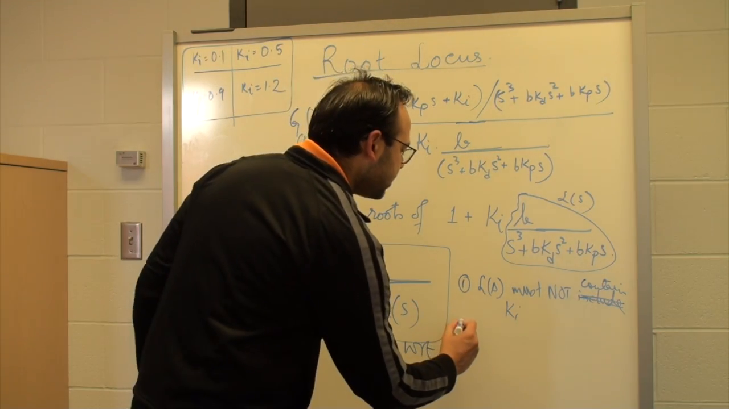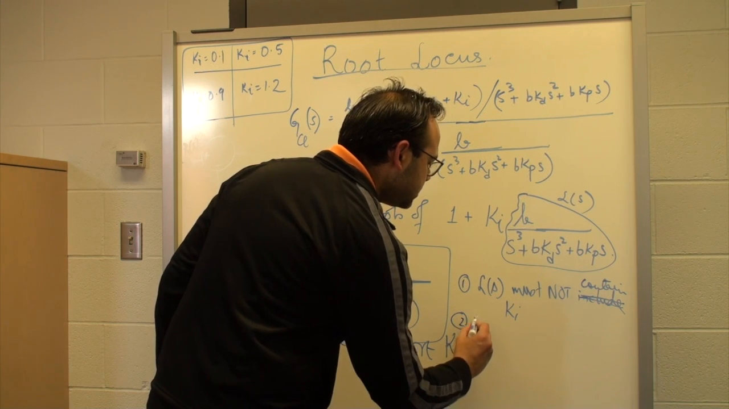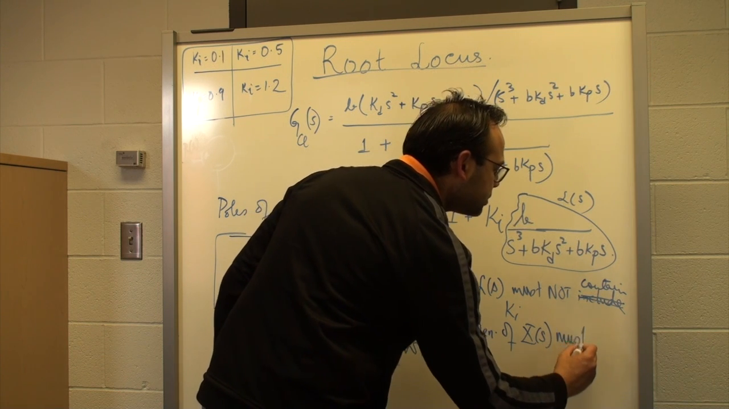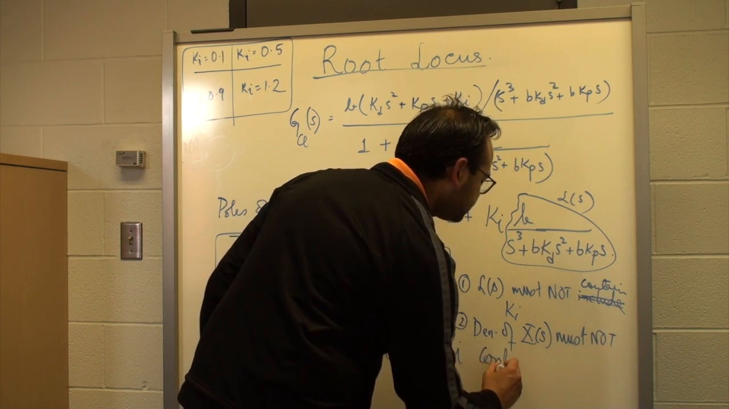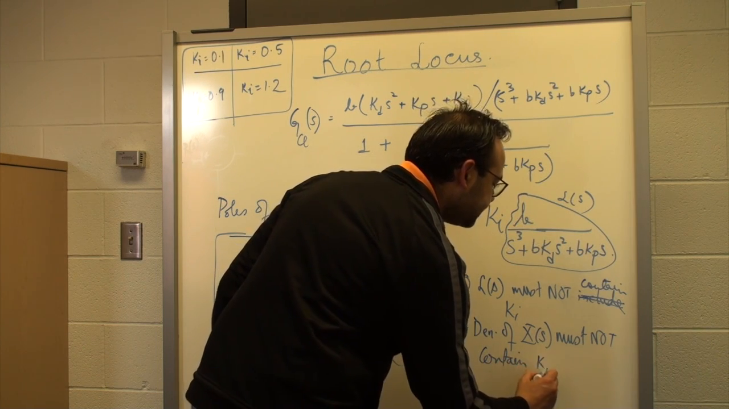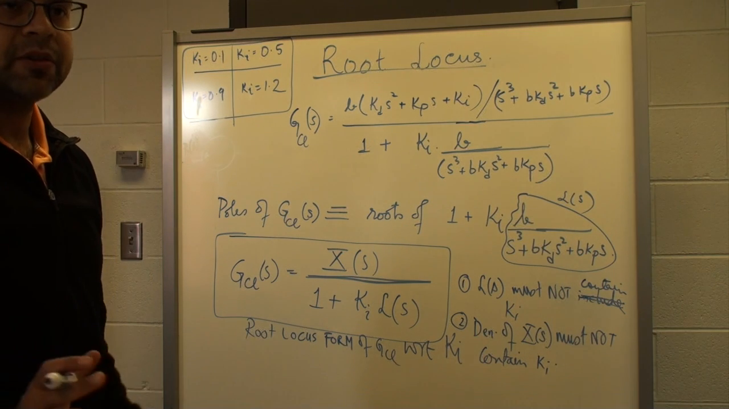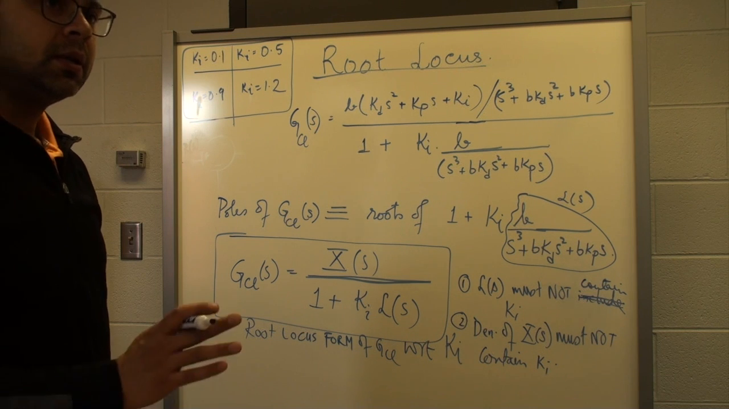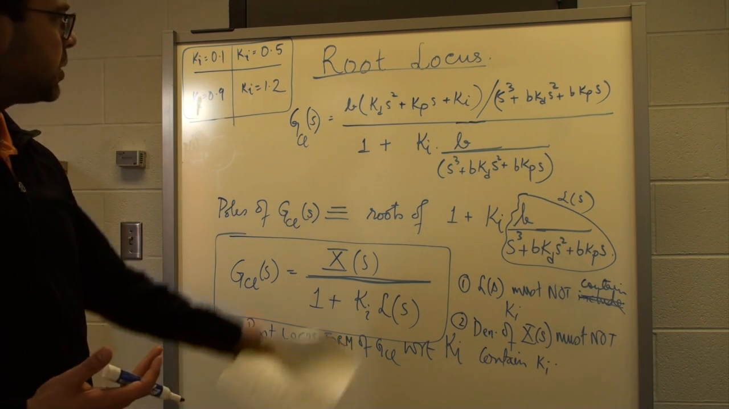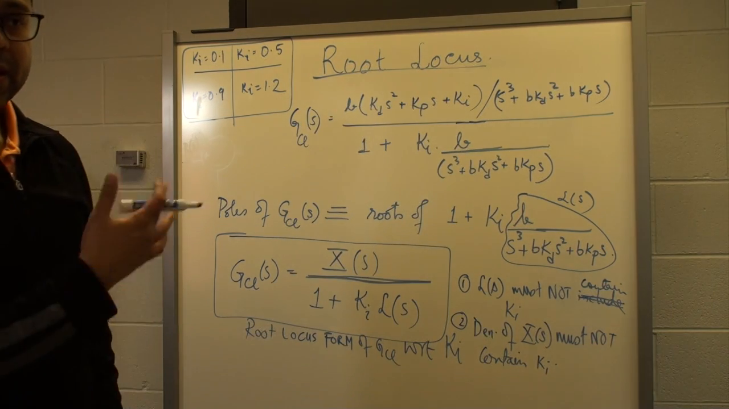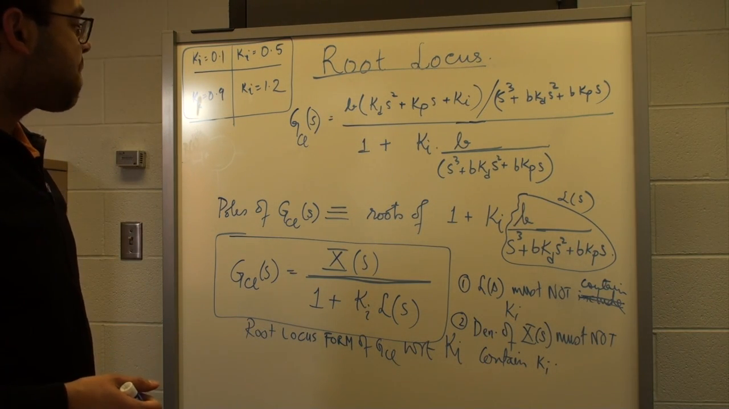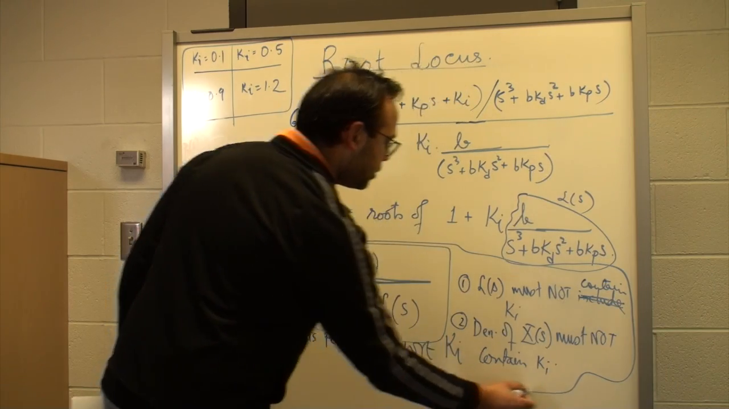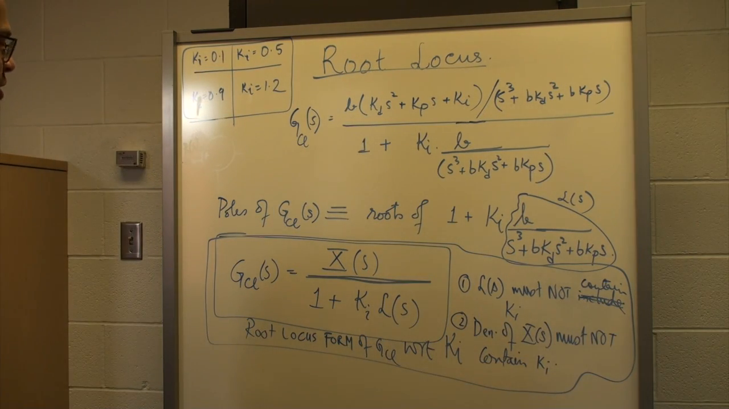So the second requirement is that the denominator of X(s) must not contain Ki. Its numerator can, it doesn't matter, because that's not going to change what happens with the poles of GCL. As you change Ki, the zeros of GCL will change as well, because Ki is there in the numerator of X(s), but that's fine. Okay, so this is the desirable root locus form of the closed loop transfer function GCL.